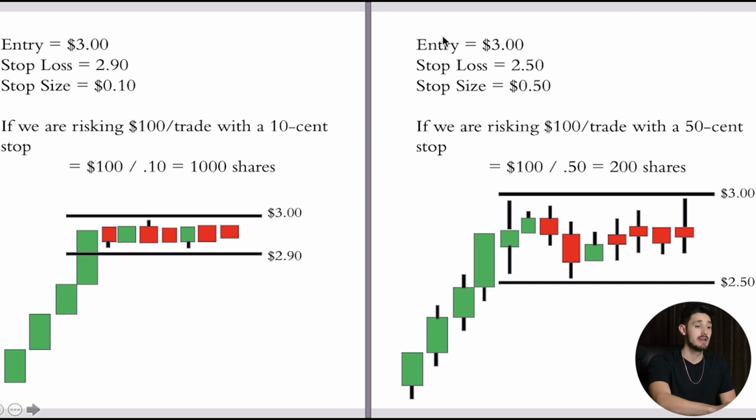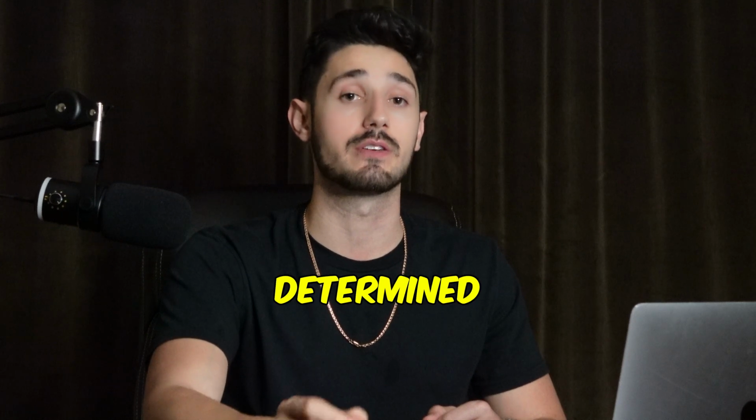1,000 shares is the amount that we can purchase to ensure that we only lose $100 if price does hit our stop loss. In setup 2, our entry is at $3. However, our stop loss is at $2.50, making the size of our stop 50 cents. You could see that it's way bigger than this stop, right? This one's 50 cents, this one's only 10 cents. So if we're risking $100 per trade, $100 divided by the size of our stop, which is 50 cents, equals 200 shares. Meaning if price hits our entry at $3 and then drops to the stop loss price at $2.50 with 200 shares, we're only going to lose $100, which is our predetermined risk.